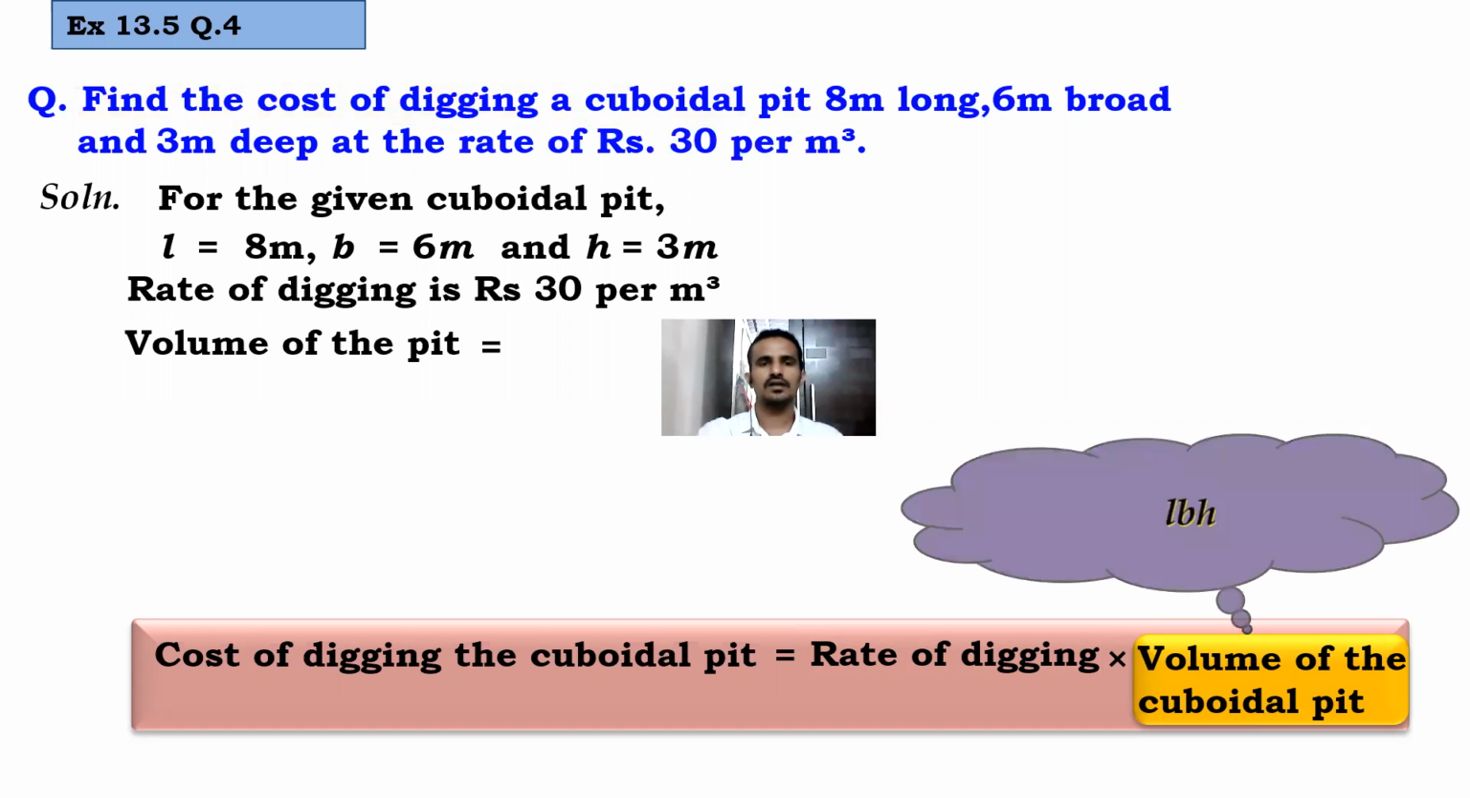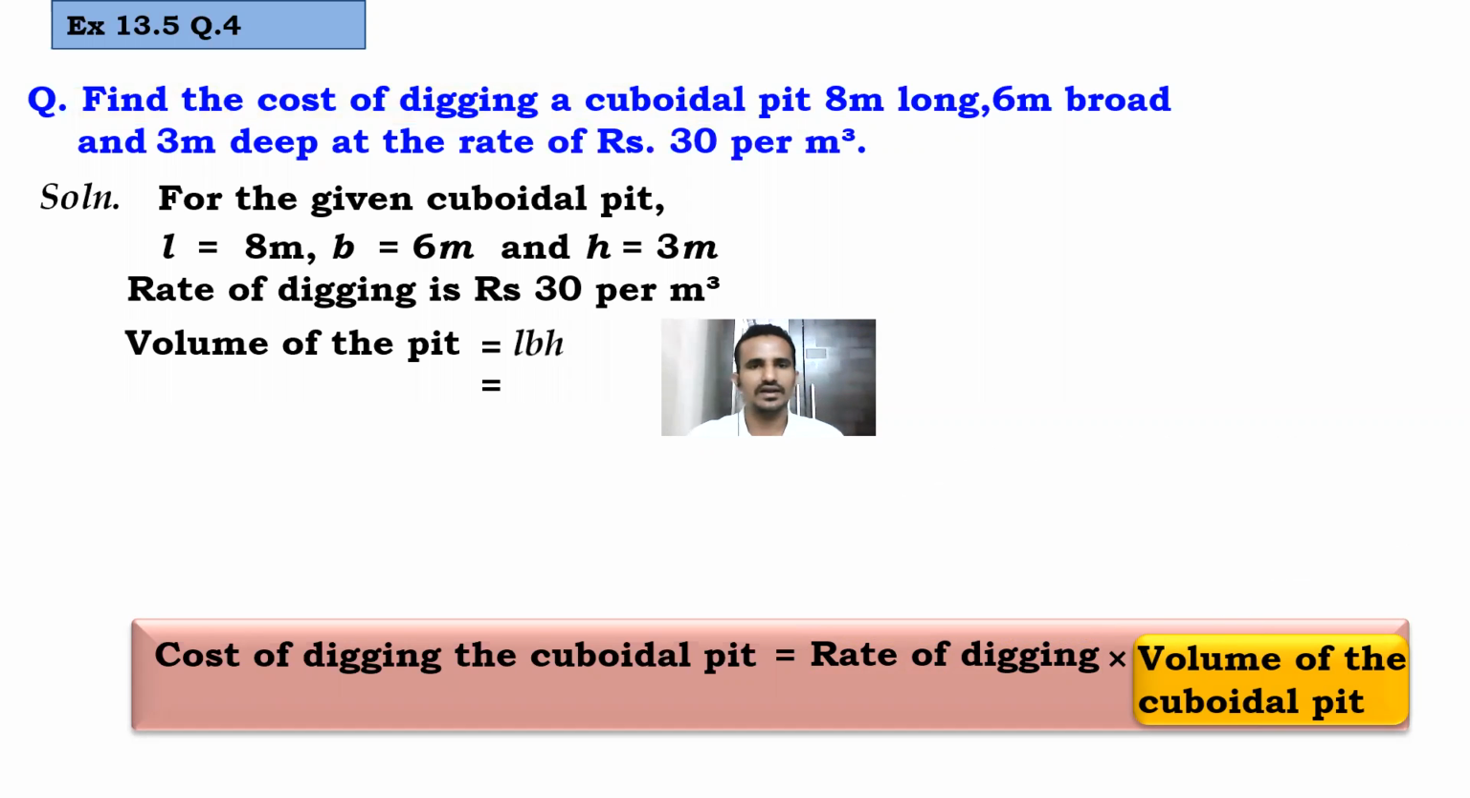Do this, all of you. Volume is length into breadth into height, and the numbers are very easy. So just do it. Volume equal to, and I want answers from everyone. Only a few of you have given me the answer. Okay, so the volume of the pit is length into breadth into height. That means 8 into 6 into 3. Do it quickly.